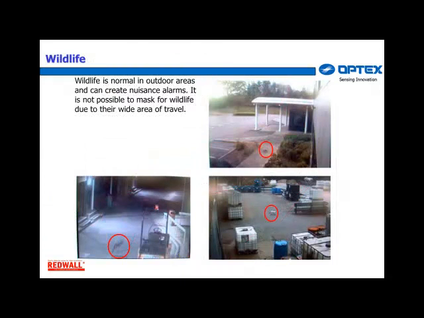Wildlife, dogs, cats, raccoons, whatever, can in fact trigger the SIP Redwall. But because of the built-in intelligence of the device, there is a sensitivity detection algorithm built in that can alleviate these nuisance alarms.